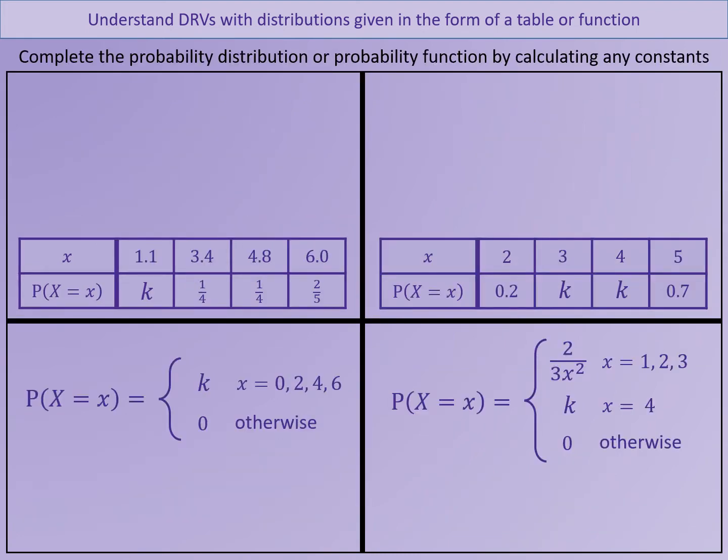Now pause the video and have a go answering these 4 questions. So for the first 2, you've been given a distribution table and you're being asked to draw the distribution function. You will need to find the missing values of k to do this. And for the bottom 2, we've been given a distribution function and we want to put this in a distribution table. So pause now and answer this question.